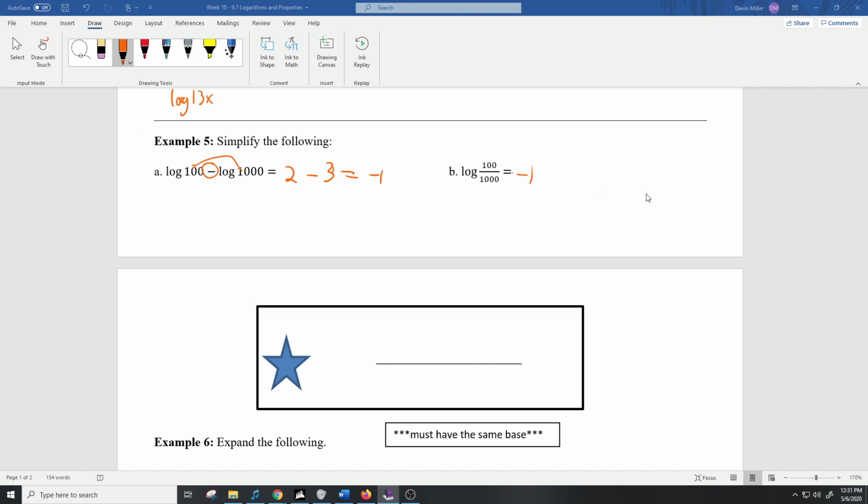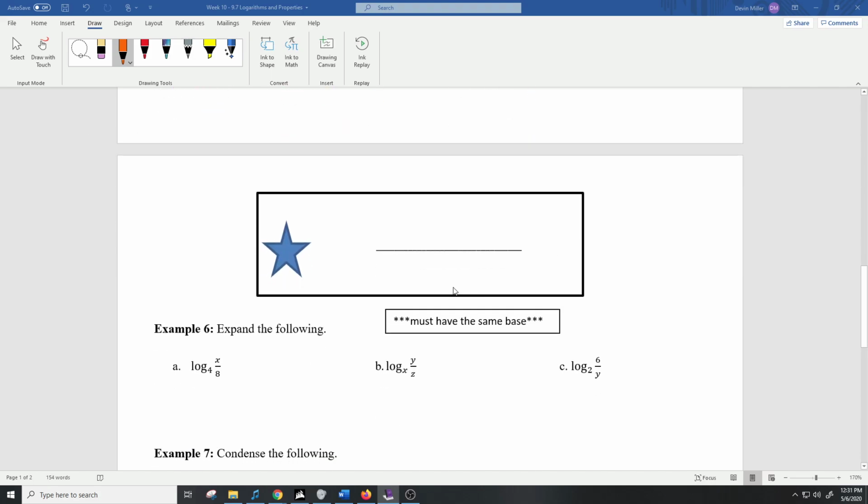So our next property, as long as they have the same bases, log base b of x over y. So if you have division, we can separate that into two different logarithms, keeping the same base. Log base b of x minus log base b of y. So we're going to practice expanding them and condensing them. So we're going to go both directions. We'll go from here to here and then back the other way.